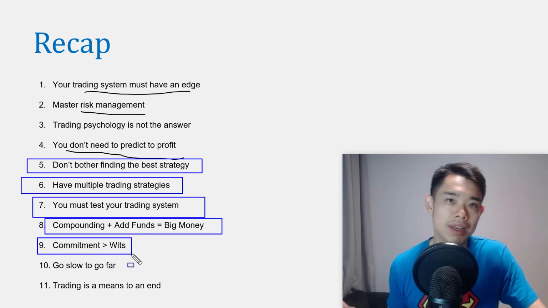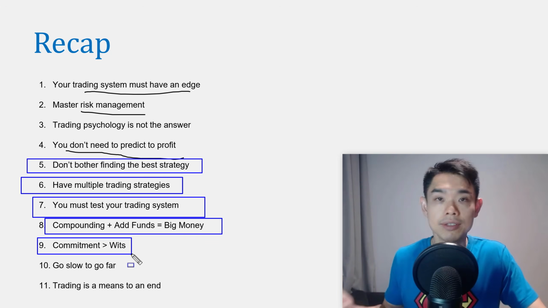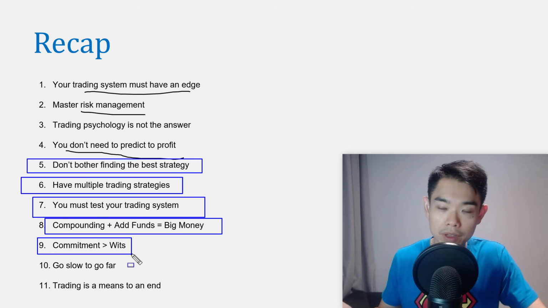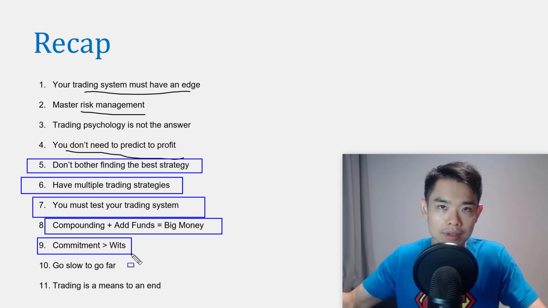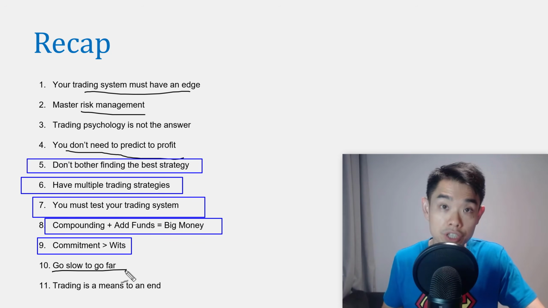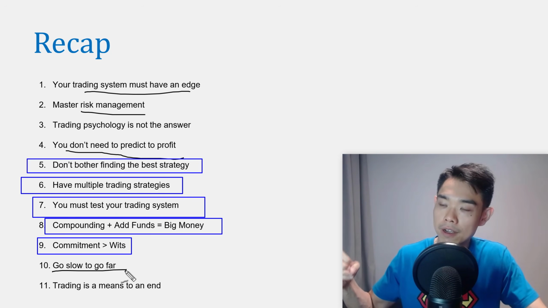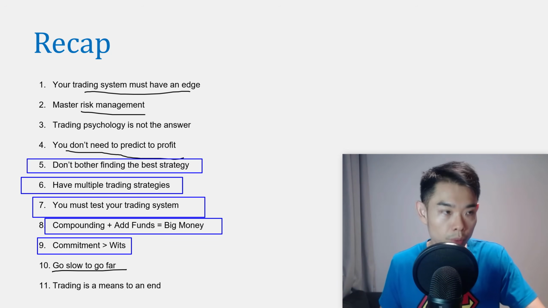Number 9, your commitment is more important than your wits. You don't need an IQ of 150. You don't need a GPA of 3 or 4. Take me, for example. I have a very average IQ, very mediocre GPA, but still, if you have the commitment, if you persevere, if you outwork everyone else, I believe you can make it as well. Number 10, go slow to go far. I've shared with you the 5 different stages of trading, and hopefully you know what it takes to get from one stage to the next and to better manage expectations along the way.